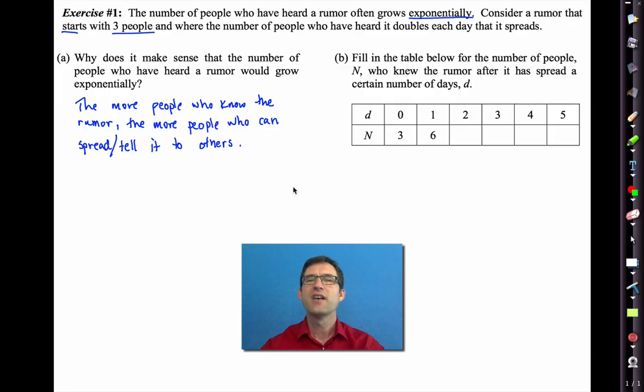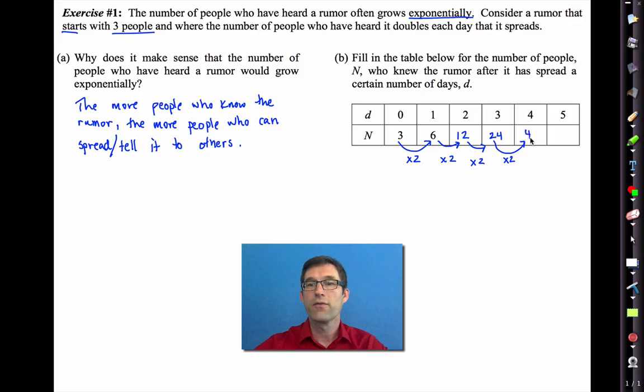All right? So in letter B, it says, fill in the table below for the number of people, n, who knew the rumor after it has spread a certain number of days, d. So in other words, the rumor starts on day 0, if you will, with 3 people knowing it. The next day, day 1, 6 people know it. The next day, day 2, 12 people know it, right? Because in each case we're going to be multiplying by 2 to get to the next quantity. All right, day 3, 24 people would know it.